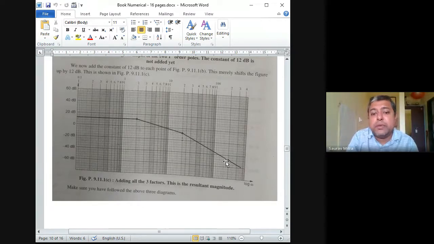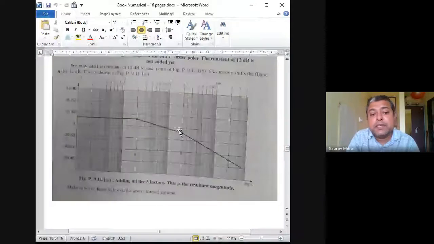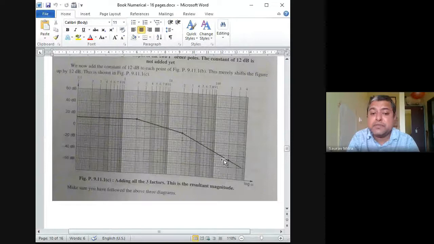So what are the main 4 critical points? First point is 0.1 comma 12. Second point is 2 comma 12. Third point is 20 comma minus 8. And fourth point is 200 comma minus 48. If you join this, the amplitude resultant is done.